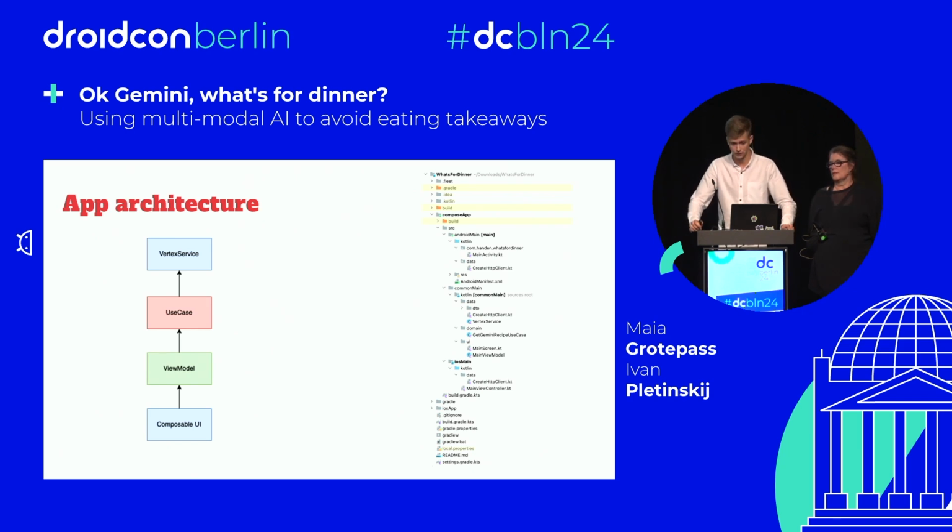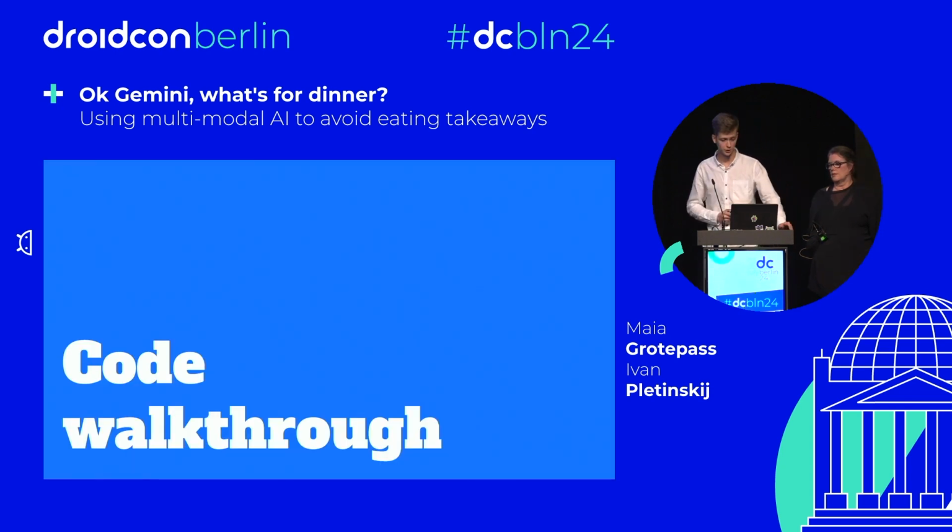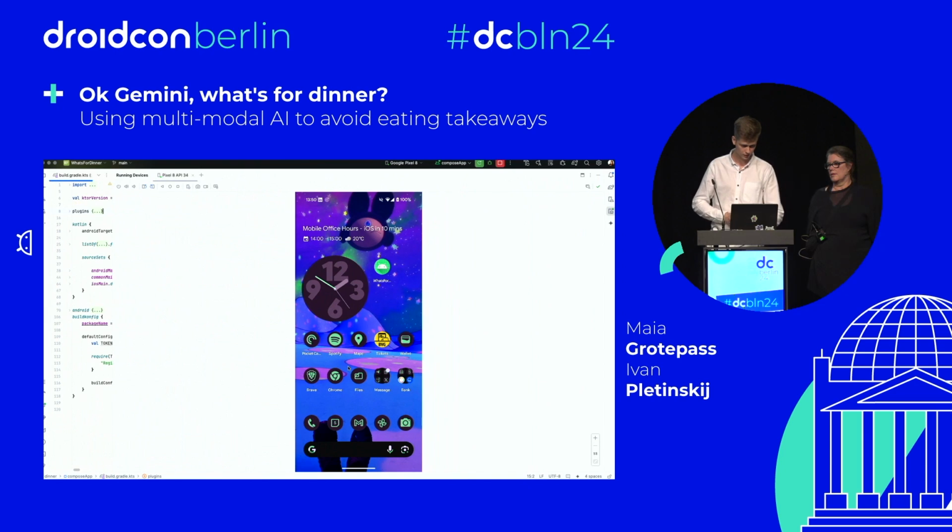So it's a Compose app, which has the common code, then Android main with the actual implementation of the HTTP client, iOS main, which has the HTTP client implementation on iOS, and the iOS app package, which is the entry point for the iOS application. But now, let's jump to the IDE to see what this actually looks like.